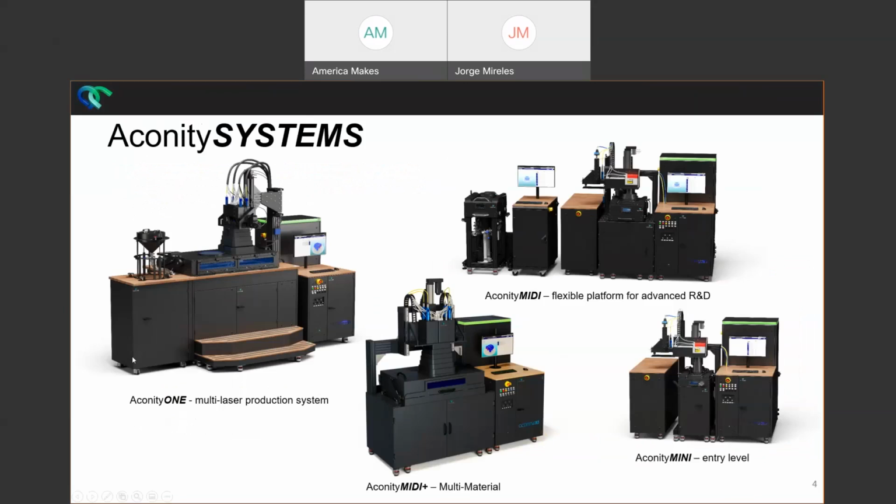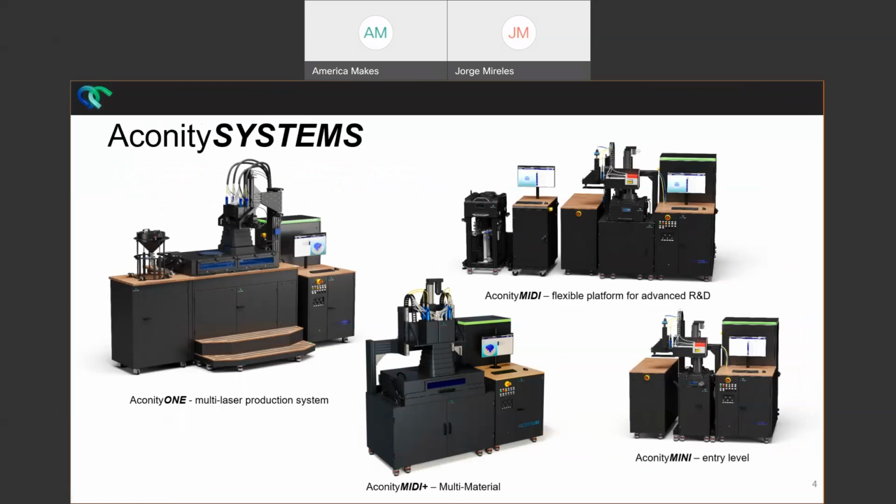So currently we offer 4 systems, ranging from what we call a mini system with a cylindrical build chamber of 140 millimeters in diameter by 140 millimeters in height, all the way to our large format system with a cylindrical build chamber of 400 millimeters in diameter by 400 millimeters in height.